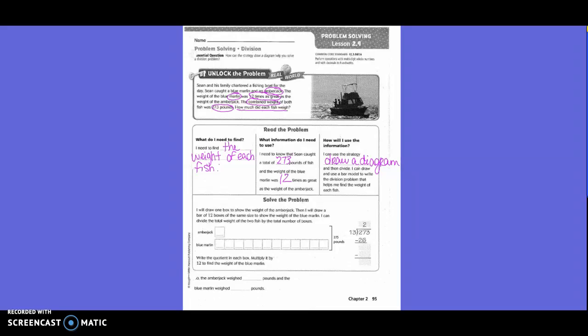So over here, they took 273 divided by 13 because there's 13 total boxes, right? Yes. Okay. So they said 13 goes into 27 twice. And 2 times 13 was 26, so 27 minus 26 is 1. You're going to bring down your 3. 13 goes into 13 once. 1 times 13 is 13. 13 minus 13 is 0. So 21, right? So we write 21 in each of these boxes.